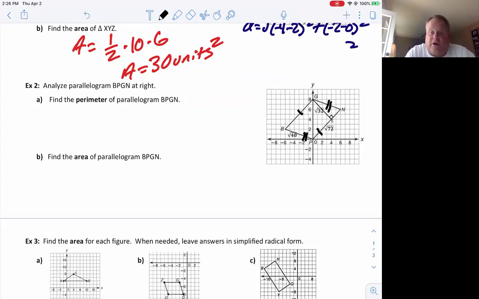Now, the nice thing about this parallelogram that we're going to call BPGN is that I've already given you the distances of everything that you're going to need. What I mean by that is from B to P is the square root of 40 if you can't see it. P to N is the square root of 72. And B, or sorry, that is a G. Sorry, that looked like a B. That's an 8 up there.